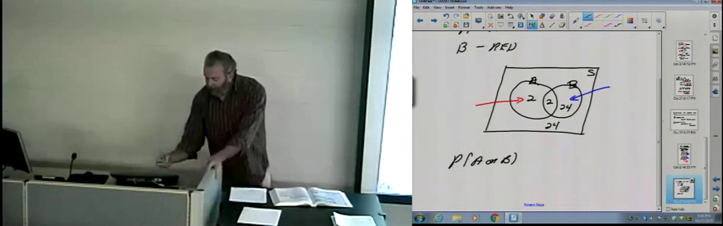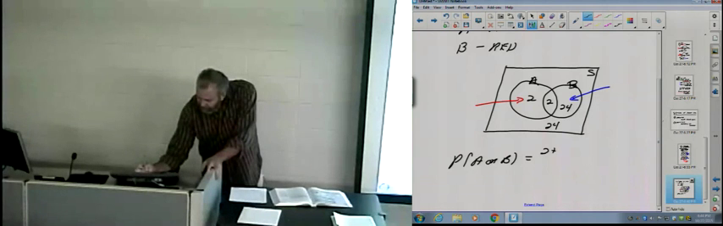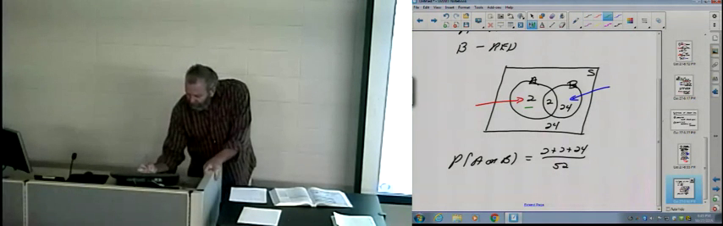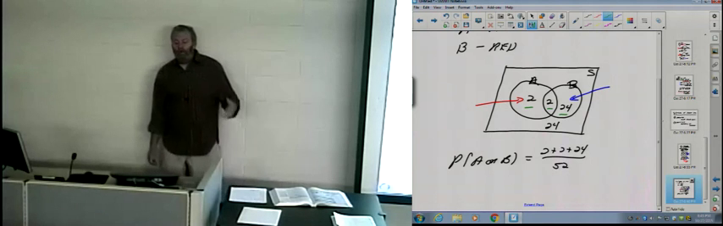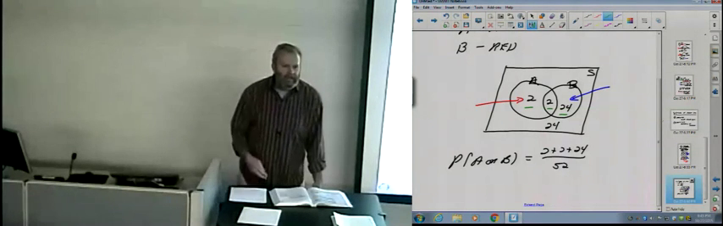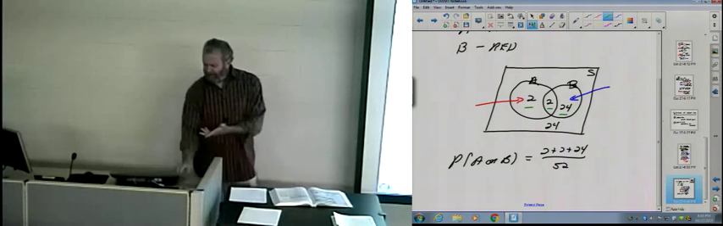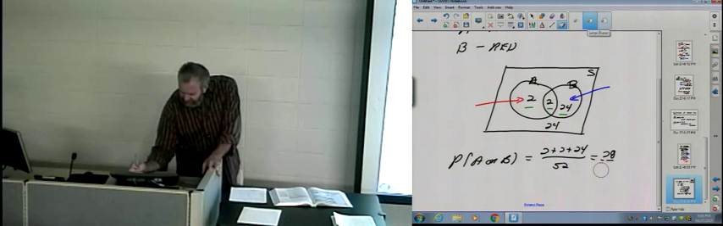How many cards are a king or red? There's 2 plus 2 plus 24, divided by 52. What did I add? Those two plus that one. Those are the ones that are red, or they are kings. And the Venn diagram stopped me from counting those two red kings twice. So whatever this turns out to be, this is 28 out of 52, which is 7 out of 13.